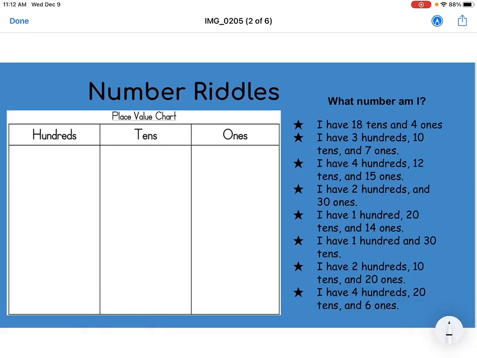The first one says, I have 18 10s and 4 1s. So, like I told you, you need to draw yourself a place value chart. And in your place value chart, you need to write your 18 10s and 4 1s. But remember, we need to do a little regrouping, because I see this number right here. Okay, so I'm going to pause the video and you figure out what is the number. If I have 18 10s and 4 1s, what number do I have? Pause the video now.